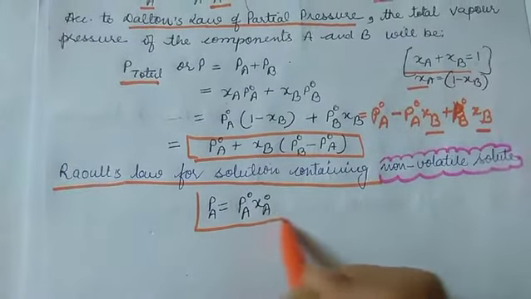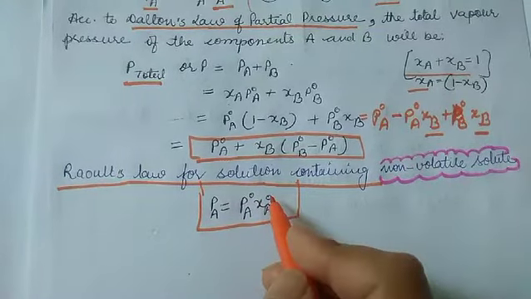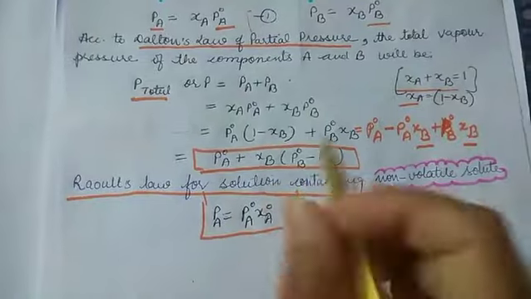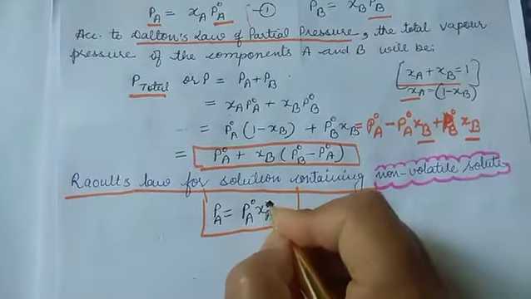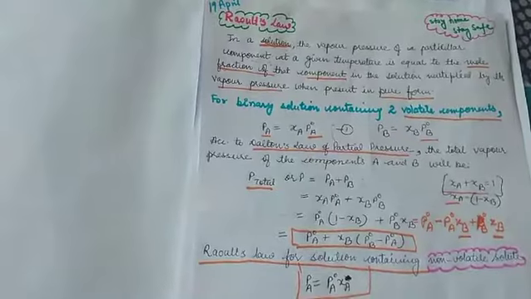Now this is the relation: PA is equal to P naught A into XA. Here it will be XA, not X naught A. This is the mole fraction. Please correct it. Okay.